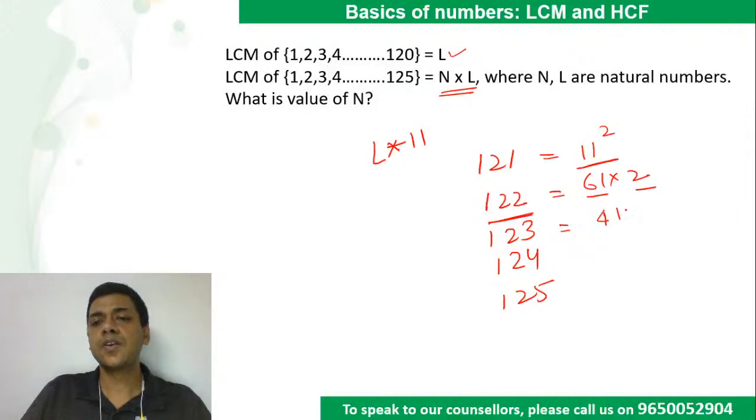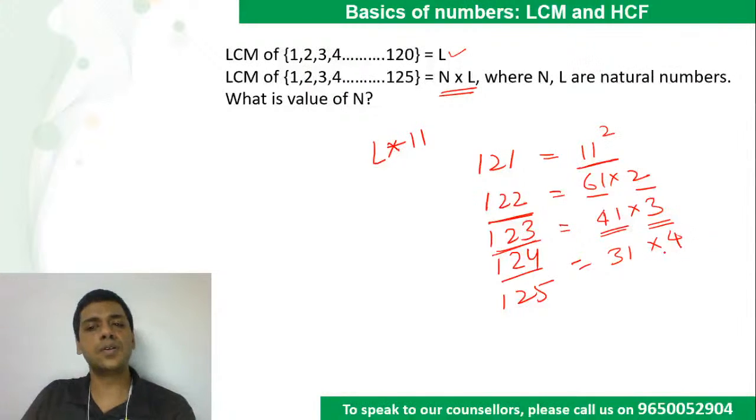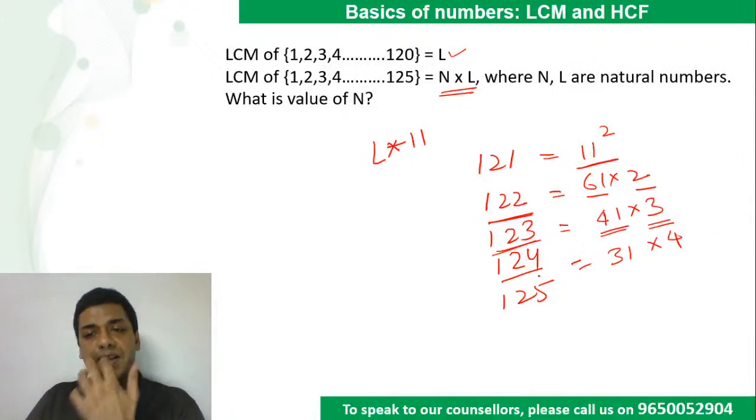123 is 41 into 3. Now L is already a multiple of 41, L is already a multiple of 3, so L is already a multiple of 123. I need not do anything further. Similarly, 124 is 31 into 4. So L is already a multiple of 124. I need not do anything further.